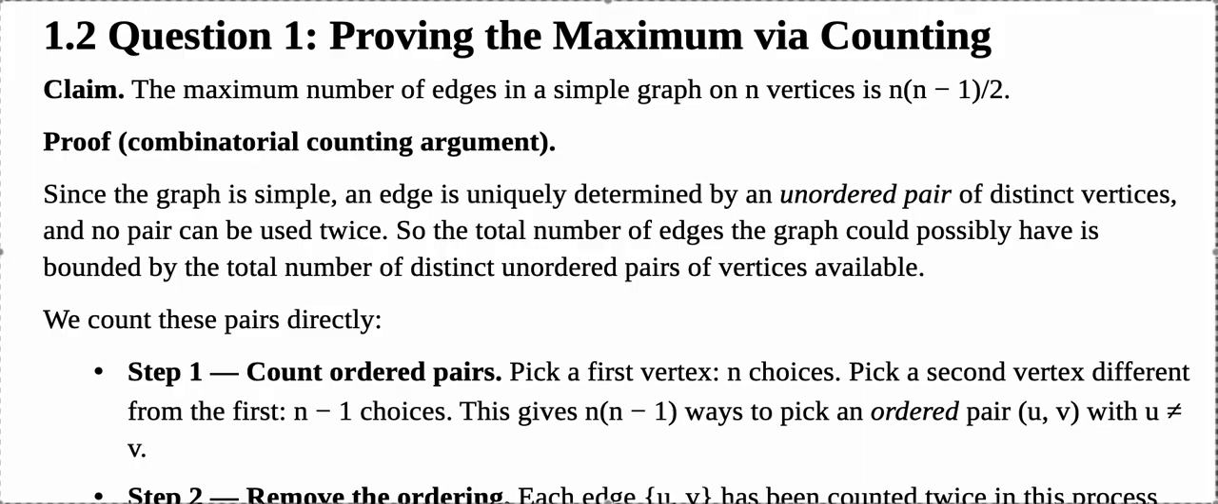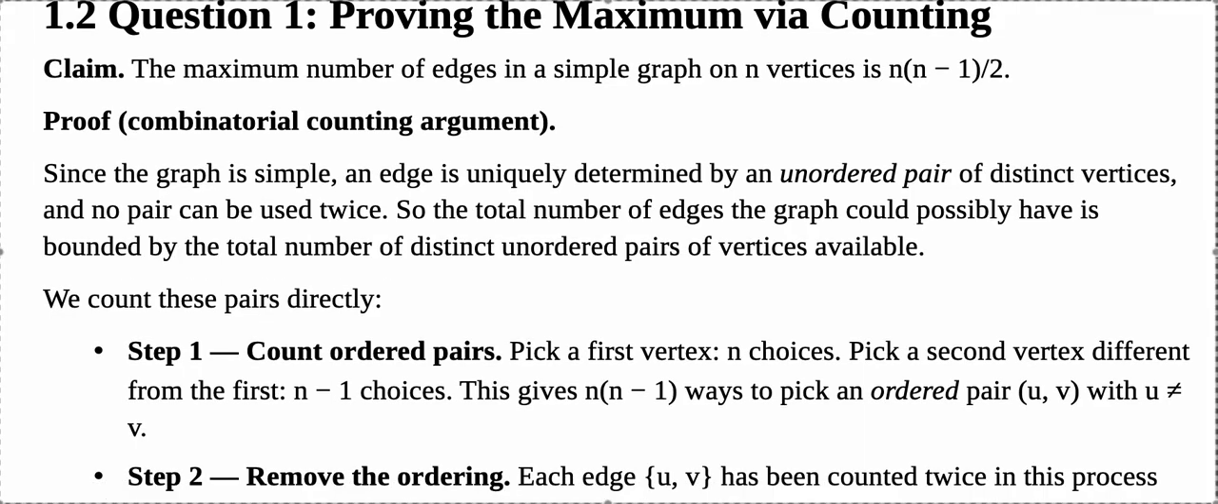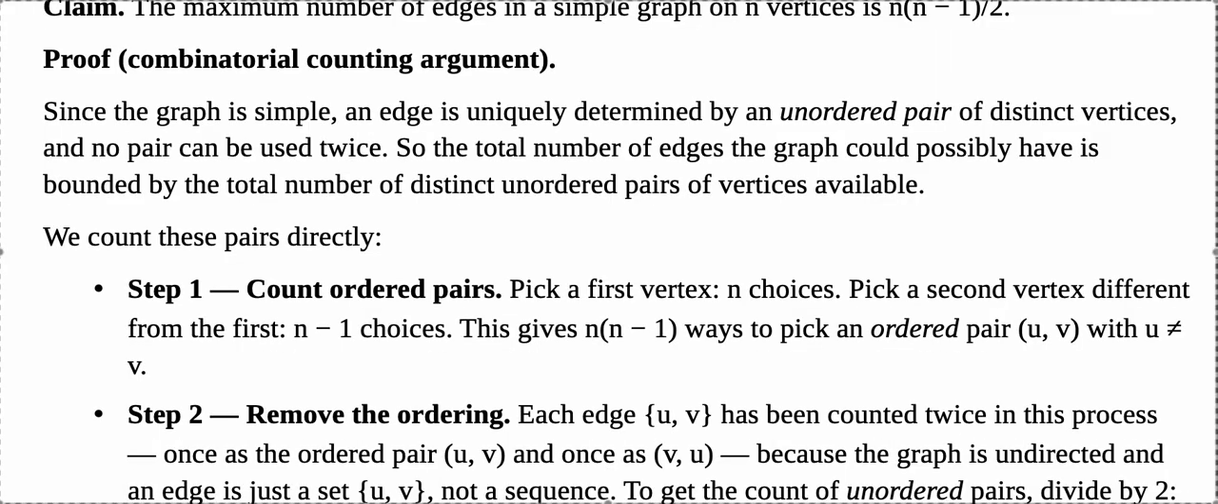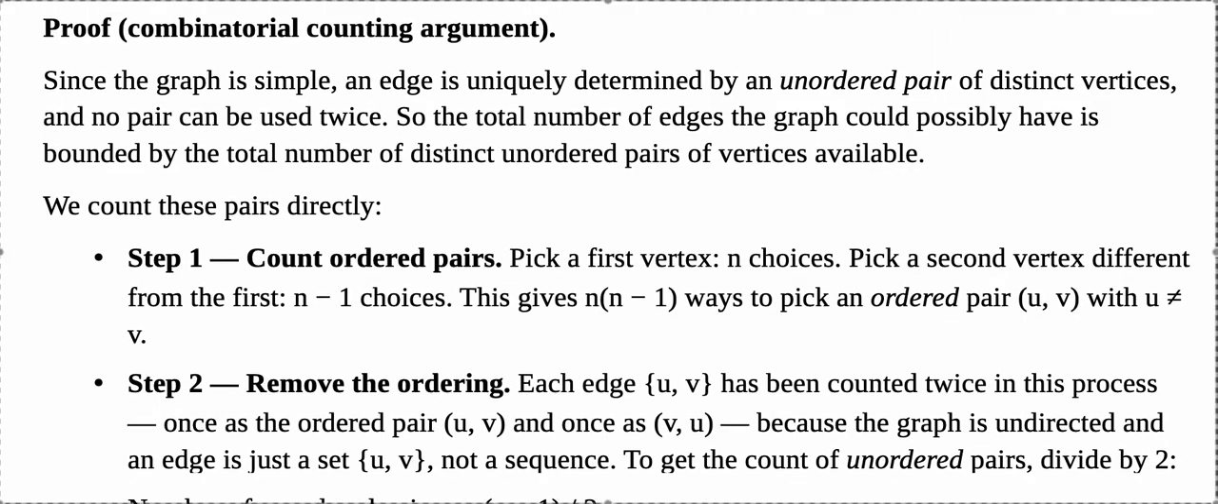So basically, when you have a simple graph with no double edges between vertices, basically a complete graph, what is the number of edges there? Well, the argument that we can use for that proof is that an edge is basically identified as an unordered pair of distinct vertices, but it cannot be used twice. So if it's ordered, it would be double counted, which we don't want.